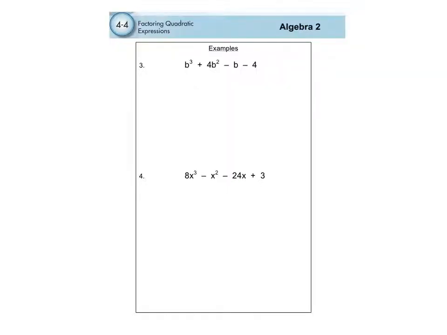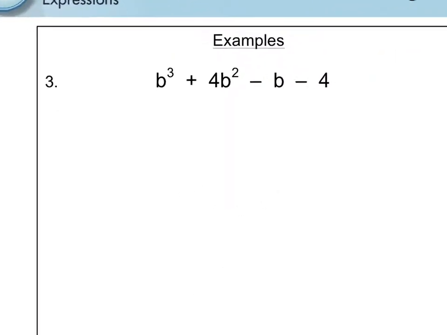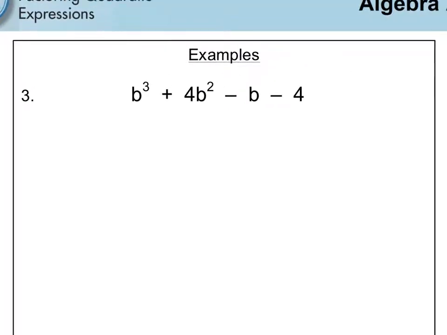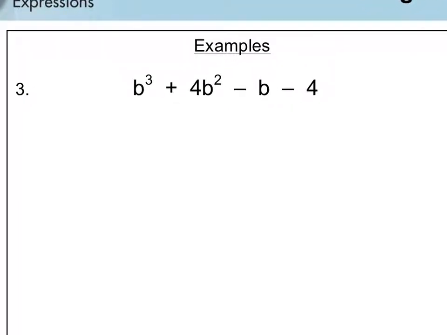Okay, so let's look at this first example here. Part of the reason why I wanted this one is because you don't see a lot of numbers. There's lots of 1s in here. So what I'm going to do now is put parentheses around the first 2 and last 2 terms again.